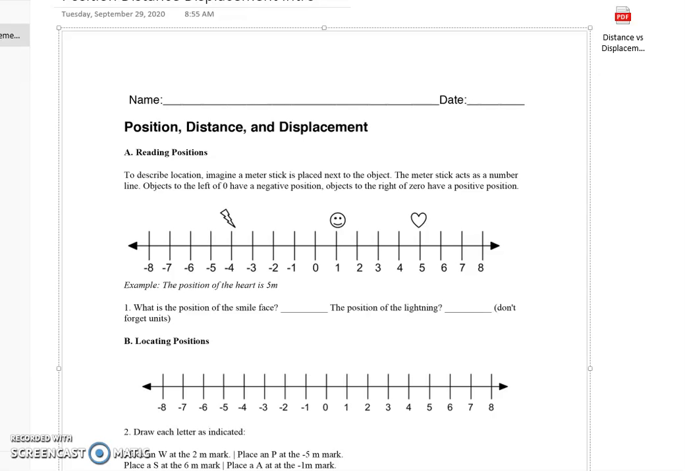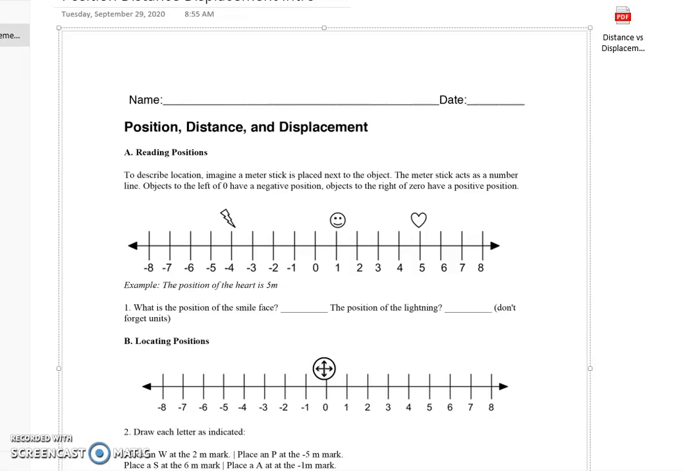Okay, we are going to go over a couple of examples for this assignment. This is an introduction assignment, so it should be a lot of review for you, and at the very least it will be a basic application of what you just learned in your intro notes. So for this first part, you are reading positions, and it's as simple as that.